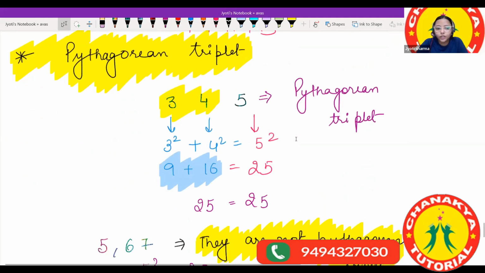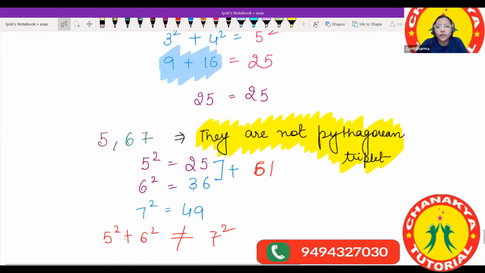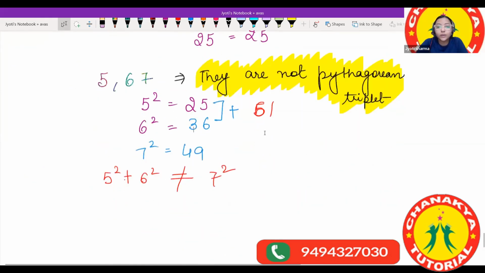Fine. Are you writing this also? 6, 8 and 10 are also Pythagorean triplets. Are you writing this also? Ma'am, can you show the 5, 6, 7 one? Yeah, here. Just a minute. You can note down that the square of two numbers is not equal to the square of the third. That's why they are not a Pythagorean triplet. Okay. Now, you came to know about what are Pythagorean triplets.